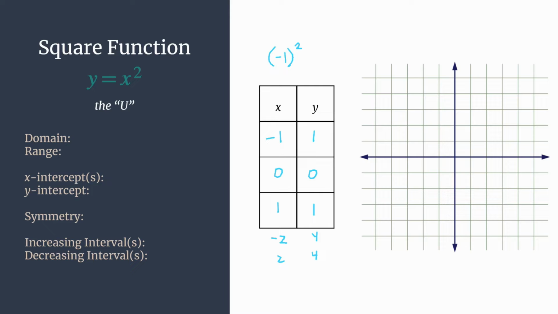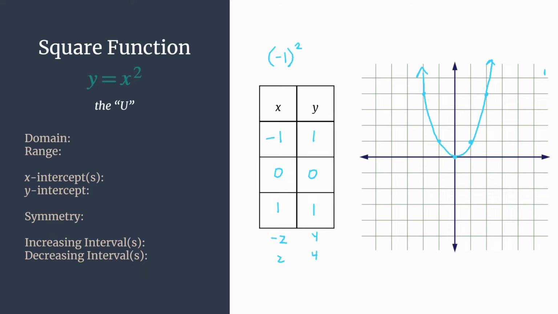So let's go ahead and graph those. So we have -2, 4. We have -1, 1. We have 0, 0, 1, 1, and 2, 4. All right, so you should see you have a nice U-shaped graph, more or less. Okay, so this is the U.